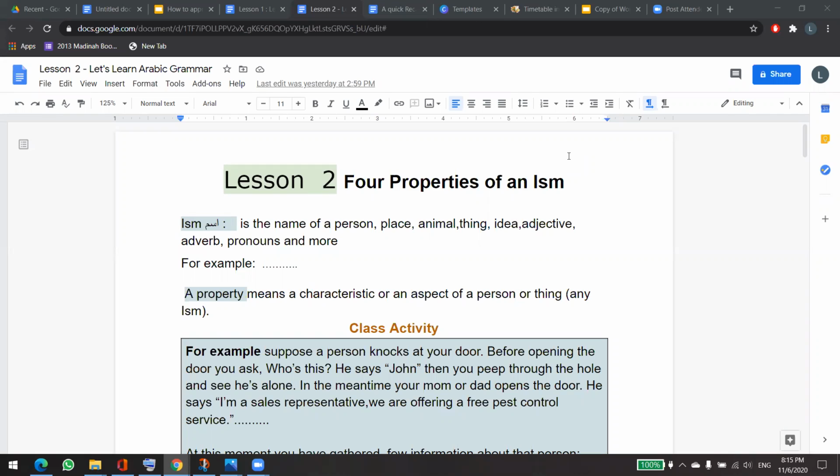Alhamdulillah, today we are going to do the second lesson in our series of lessons for learning Arabic grammar. And before beginning our lesson 2, let's do a quick recap from lesson 1.